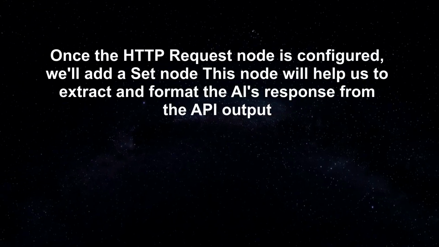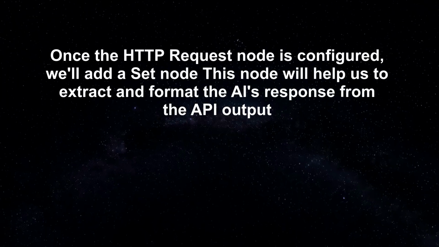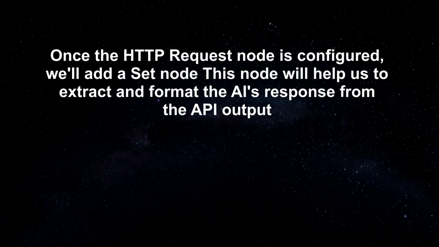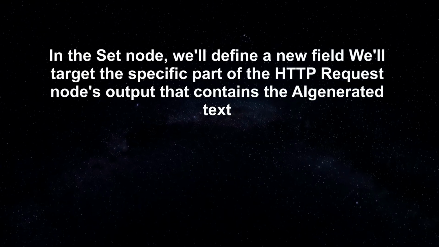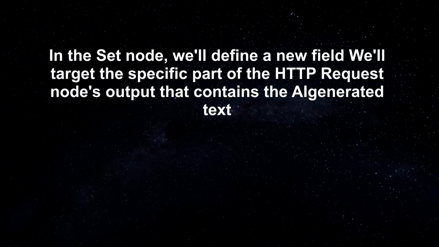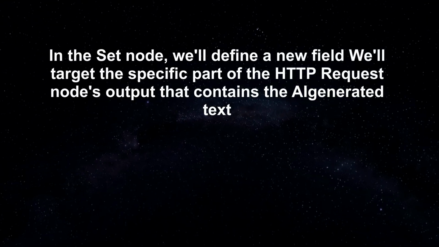Once the HTTP request node is configured, we'll add a Set node. This node will help us to extract and format the AI's response from the API output. In the Set node, we'll define a new field. We'll target the specific part of the HTTP request node's output that contains the AI-generated text.